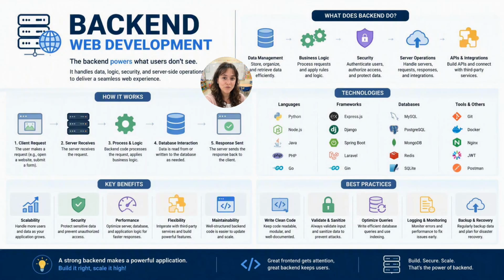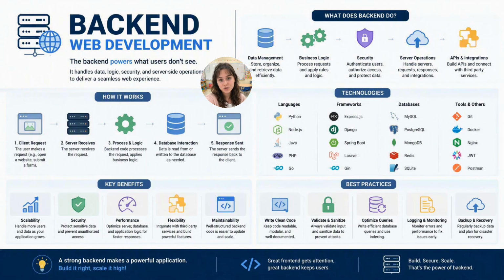To build these powerful backends, developers rely on a rich ecosystem of technologies. The foundation starts with backend languages, such as Python, Node.js, Java, PHP, and Go. These languages are paired with powerful frameworks like Express.js, Django, Spring Boot, Laravel, and Gin, which provide a structure and pre-built components to speed up development.